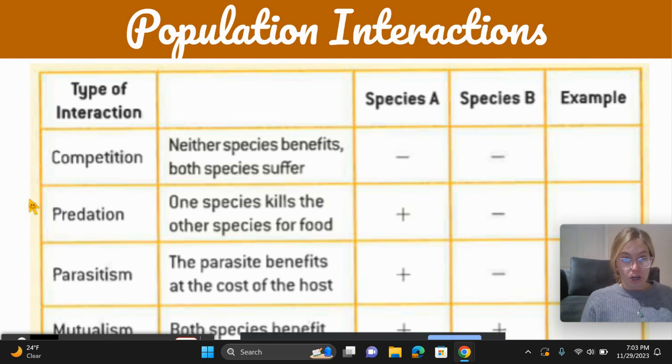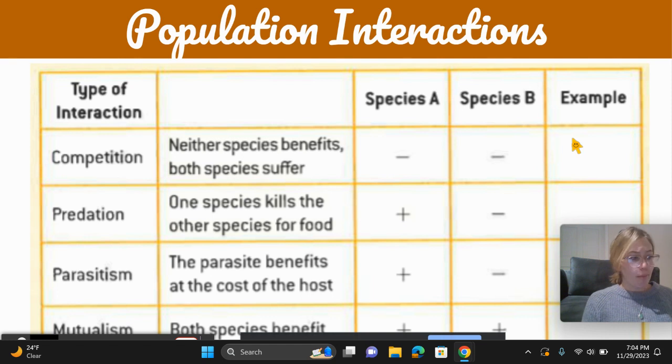So, competition. Neither species benefits, both species suffer. That is the most cut and dry way of explaining competition. Competition is, I would argue, the most important interaction that we'll talk about because we'll talk about it in topic 2, in biodiversity, and we'll also talk about it when we discuss evolution. Competition is a driving factor. When both species suffer, neither species is winning. That pushes a lot of behaviors and a lot of changes within populations because both of them are negatively impacted.